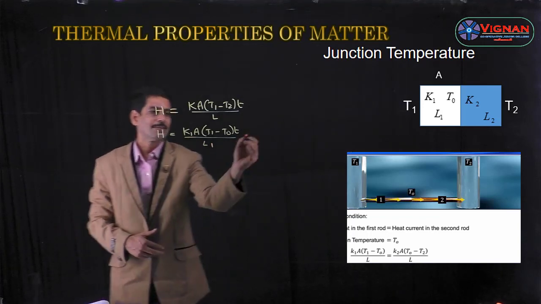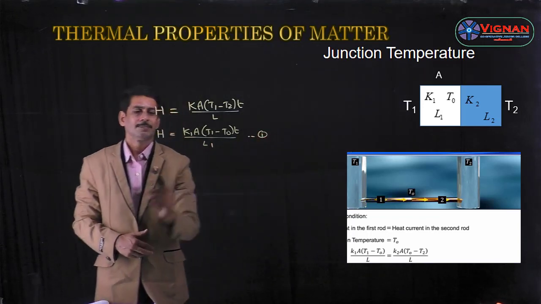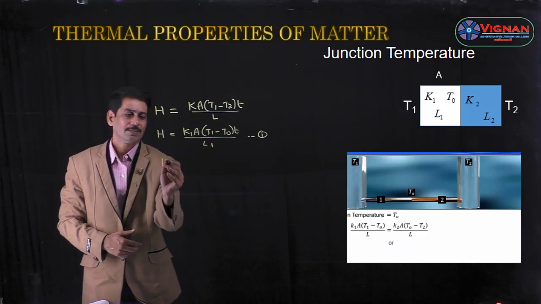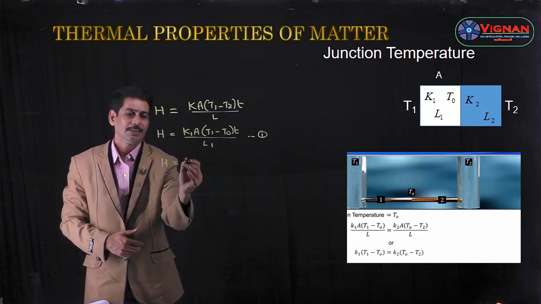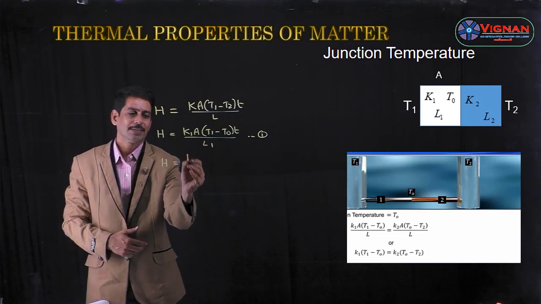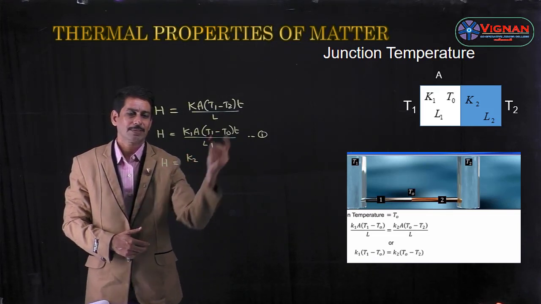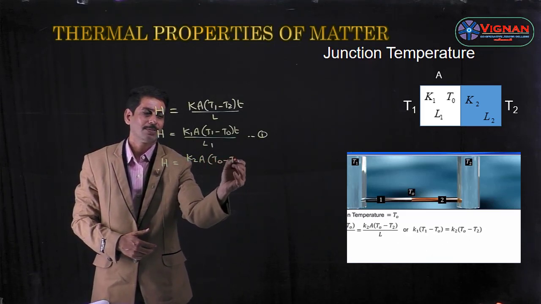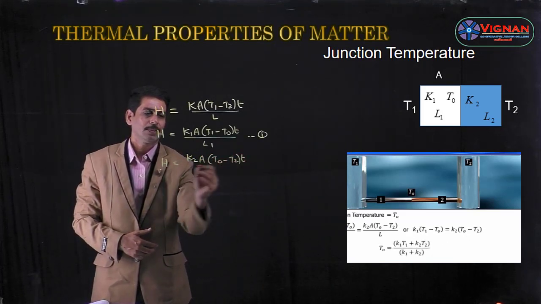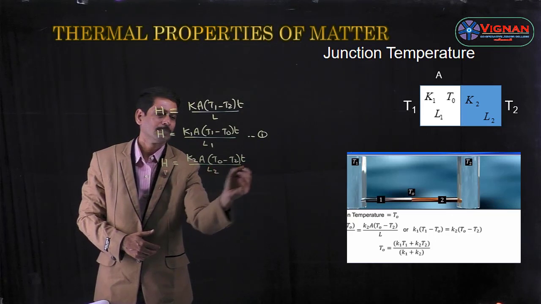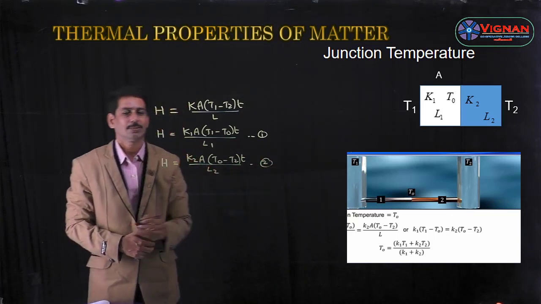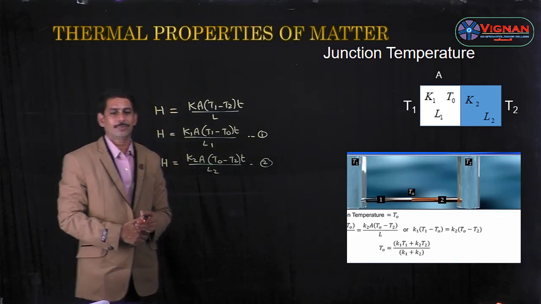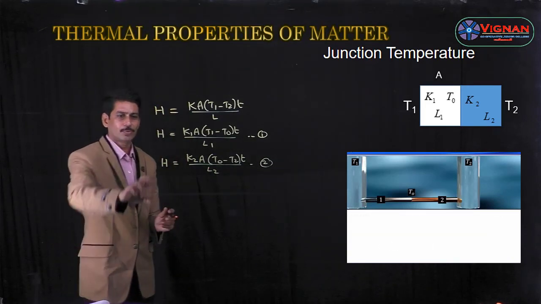So let us consider this as equation 1 and apply the same equation for the second conductor. H is the heat energy flowing in time t seconds, K2 is the coefficient of thermal conductivity for the second slab, A is the area, and the temperature difference is T0 minus T2, into t by L2. Let us consider this as equation 2. So we know in series connection the heat energy flowing in the two conductors is same, so both are H.